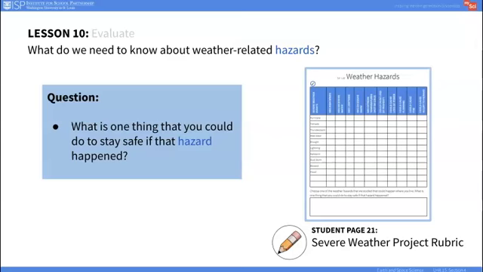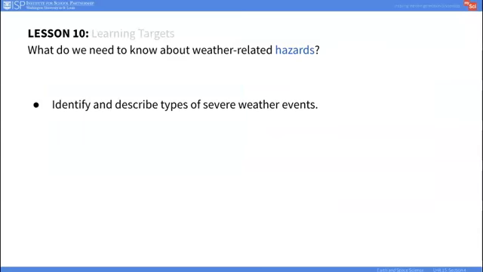They will also revisit the flood photo they observed at the beginning of the unit. By the end of this lesson, students will have identified and described types of severe weather events.